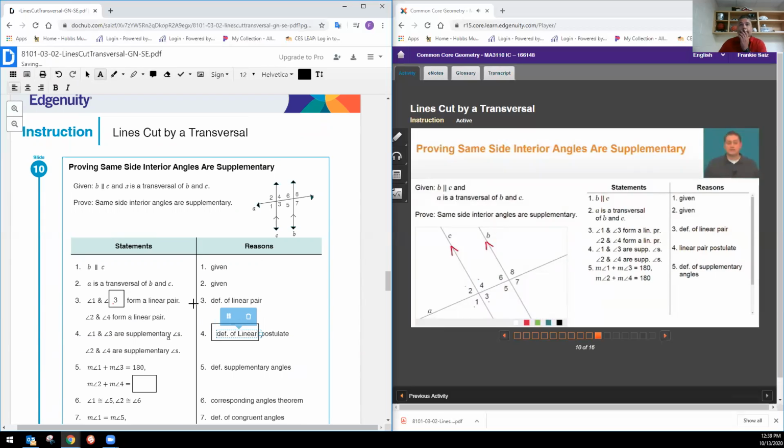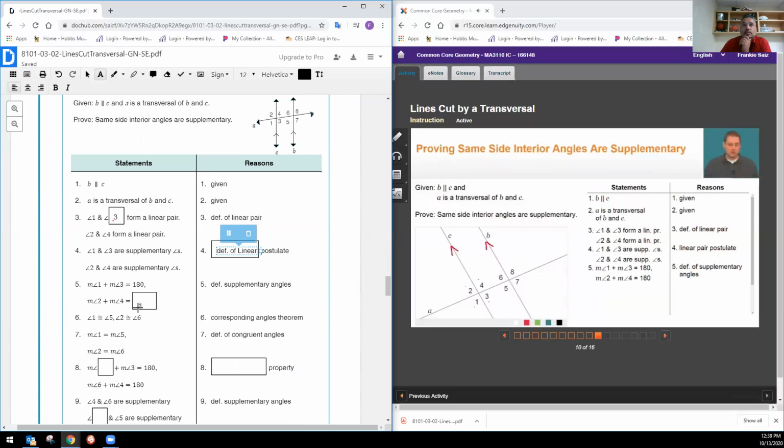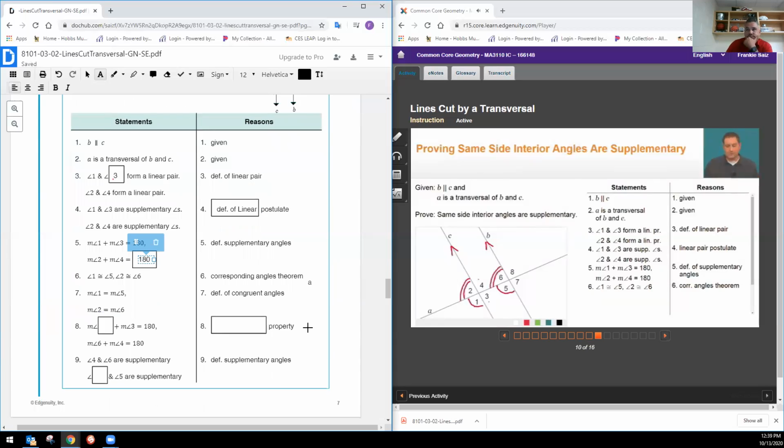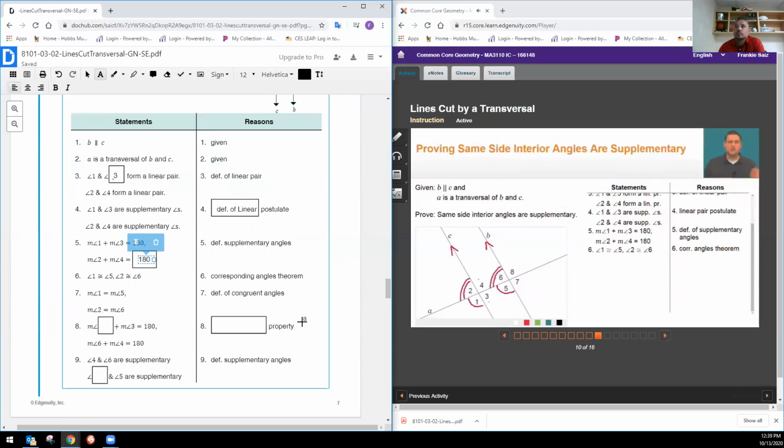Well, looking at angle 1 and 2, notice how they form corresponding angles with 5 and 6, respectively. Angle 1 and angle 5 are corresponding angles, and since I've already stated that line B and line C are parallel, then I know that those angles must be congruent to each other because of the corresponding angles theorem. So angle 1 would have to be congruent to angle 5, and angle 2 would have to be congruent to angle 6. All right, well, if two angles are congruent to each other, that means their measures are equal. We know this because of the definition of congruent angles.